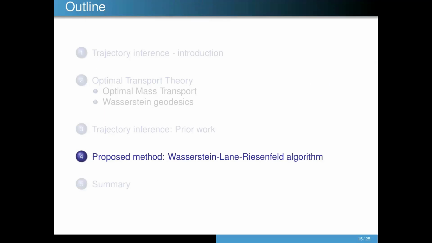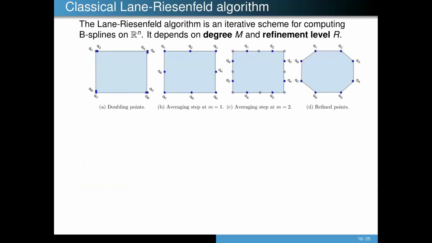So let me talk about the Wasserstein-Lane-Riesenfeld algorithm, which is what we're proposing. If you have ever heard about the Lane-Riesenfeld algorithm, it will not be surprising what I'm going to do now. It's a very nice and simple idea. Okay, so this is an introduction to the Lane-Riesenfeld algorithm. So now this slide is not about point clouds, okay? Forget about point clouds for just one second. Every point here is just a regular point on Rn. Okay, so how does the algorithm work?